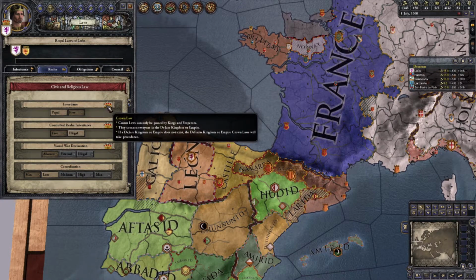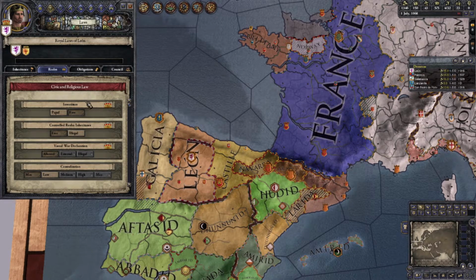So, investiture, let's see, so crown law. Crown laws can only be passed by kings and emperors. They concern everyone in the de jure kingdom or empire. If a de jure kingdom or empire does not exist, the de facto kingdom or empire crown laws will take precedence. Cool.